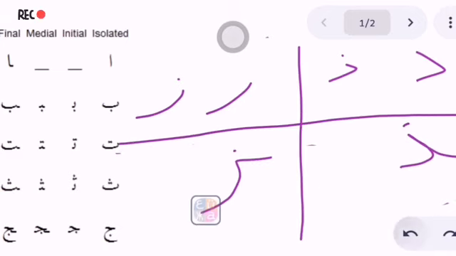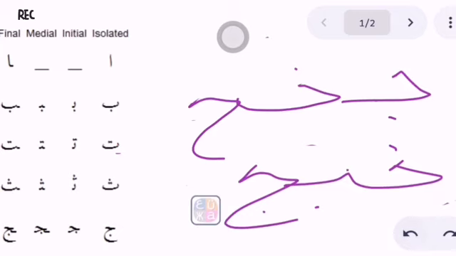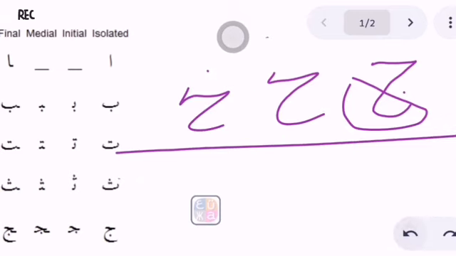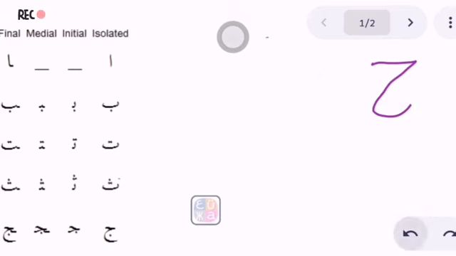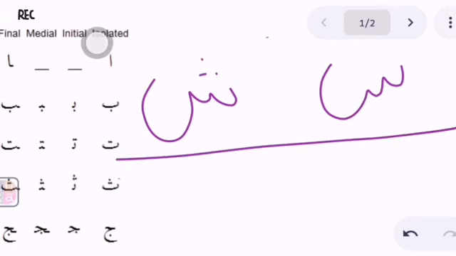These letters also have the same structure, and the only thing that differentiates between them is the dot. Sin has no dot, while Shin has three dots. Beautiful. That's what we're going to look at right now. These are Sin and these are Shin. So the principle is that all letters with a curved bottom should be straightened.